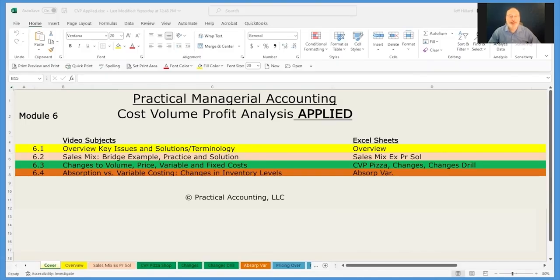Hello and welcome back. Now it's time to apply what we learned in the previous module about cost, volume, profit analysis and take on some very important issues. Cost, volume, profit applied, John. Yeah, so it's applied, and there's a lot of meat on that bone.